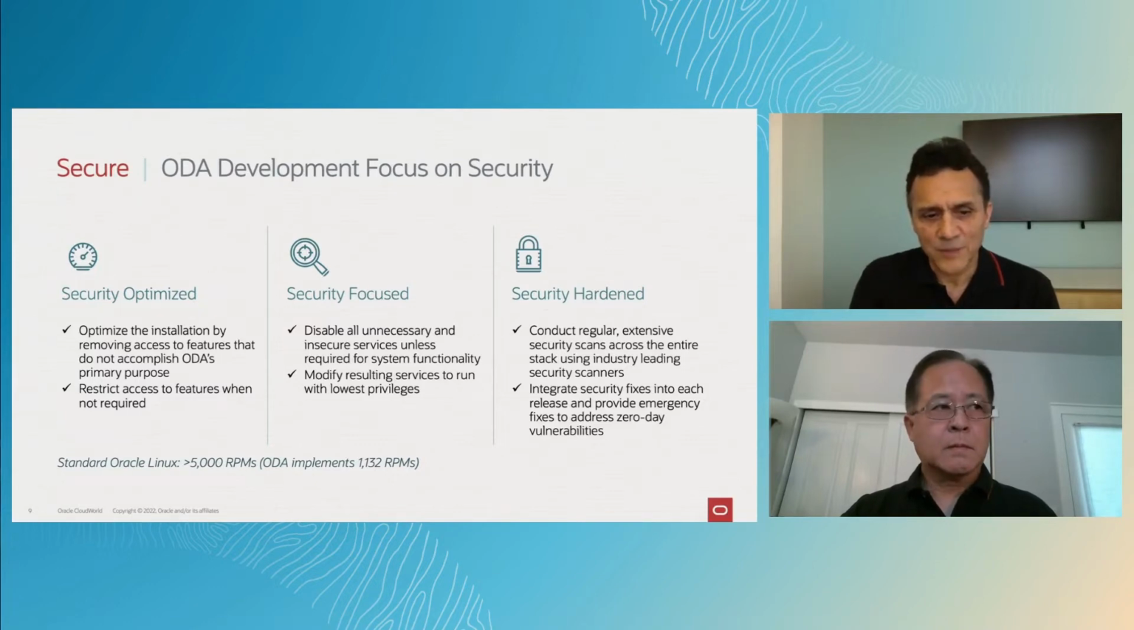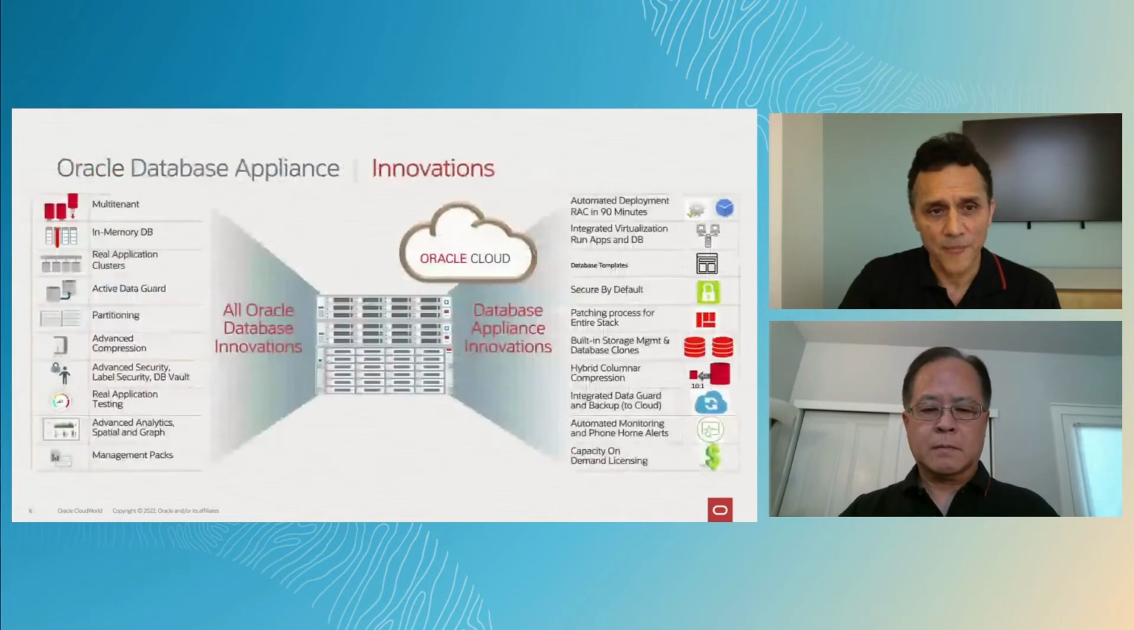And now the last point that I want to mention here is that if you install a standard Oracle Linux, there's over 5,000 RPMs that get installed. The Oracle Database Appliance only installs 1,132 in one of the latest versions, right? Because you don't need the rest, and we don't want any security holes in there.